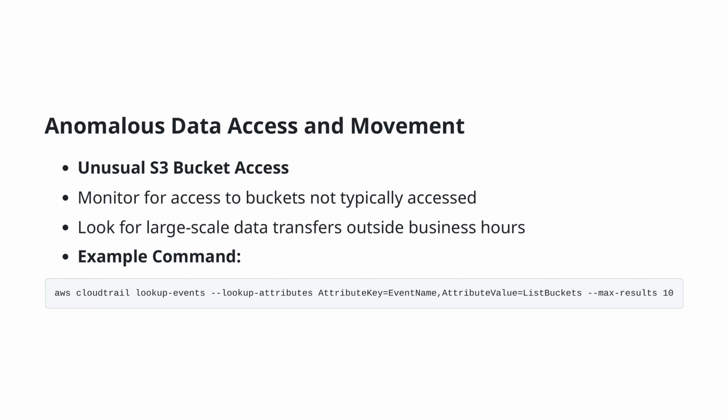Watch out for large-scale data transfers during non-business hours, as these could indicate unauthorized activities. To keep track of such activities, we can use the following example command. Bash: aws cloudtrail lookup-events --lookup-attributes AttributeKey=EventName,AttributeValue=ListBuckets --max-results 10. This command lets you look up events related to listing buckets, helping identify any unusual or suspicious access patterns. Understanding these patterns can help mitigate potential security risks in your AWS environment.